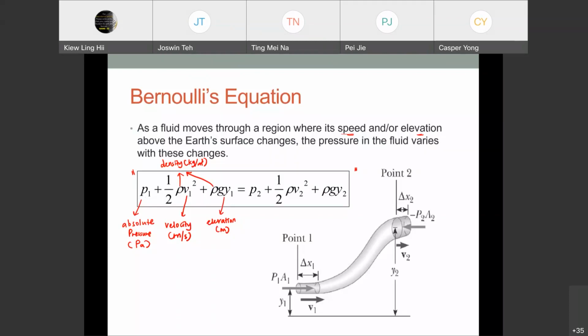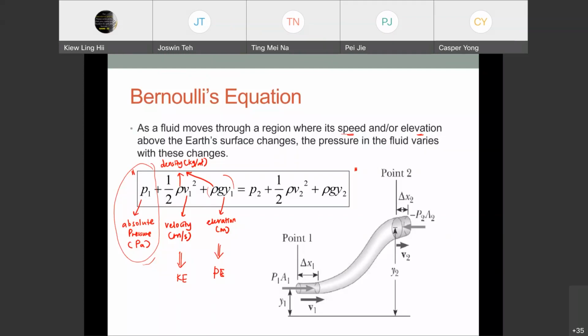All right, so the first one is the pressure of the fluids, the absolute pressure of the fluids. And the second one, half rho V square, is related with the kinetic energy of the fluids. And the final one, rho Gy, is related with the elevated potential energy of the fluids. So these are the two factors that will affect the pressure of the whole fluids.